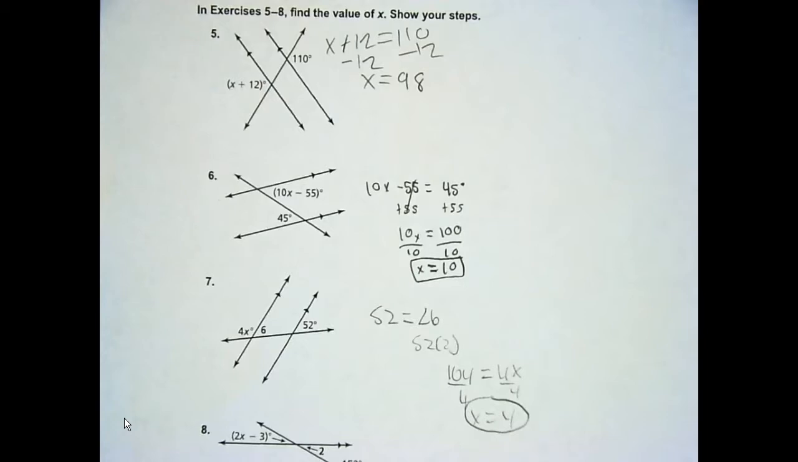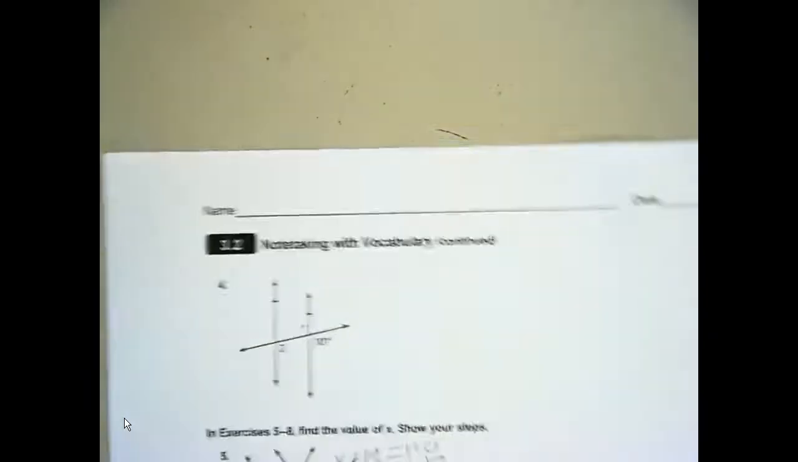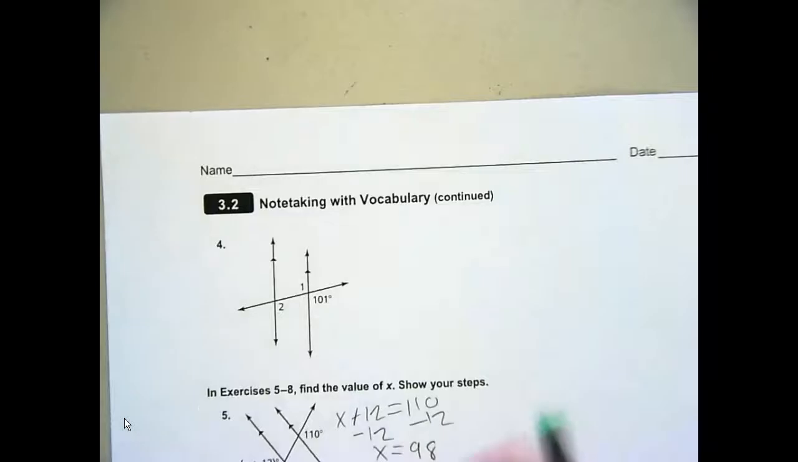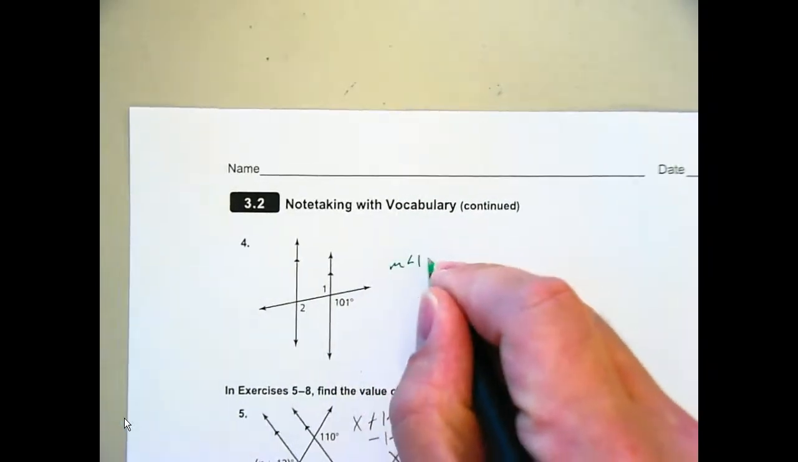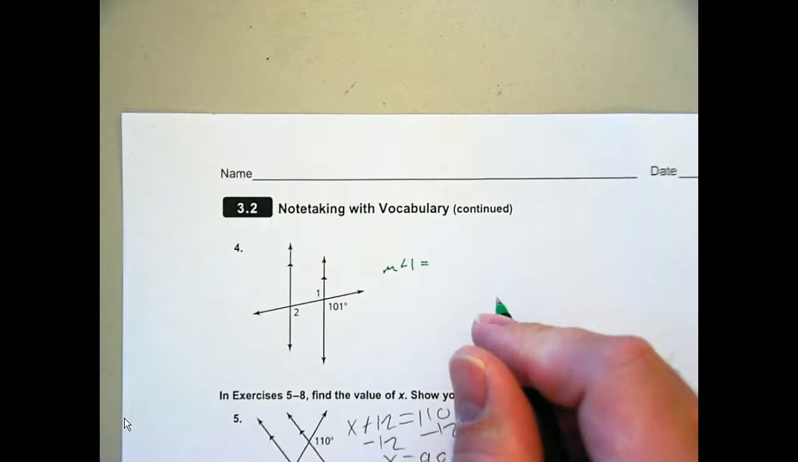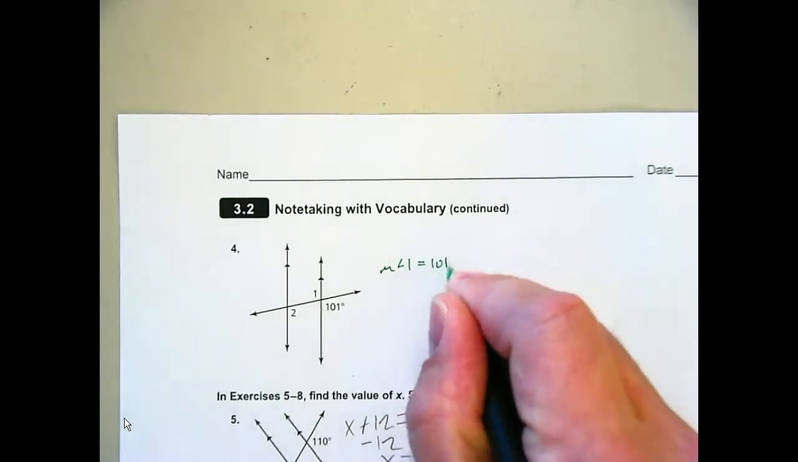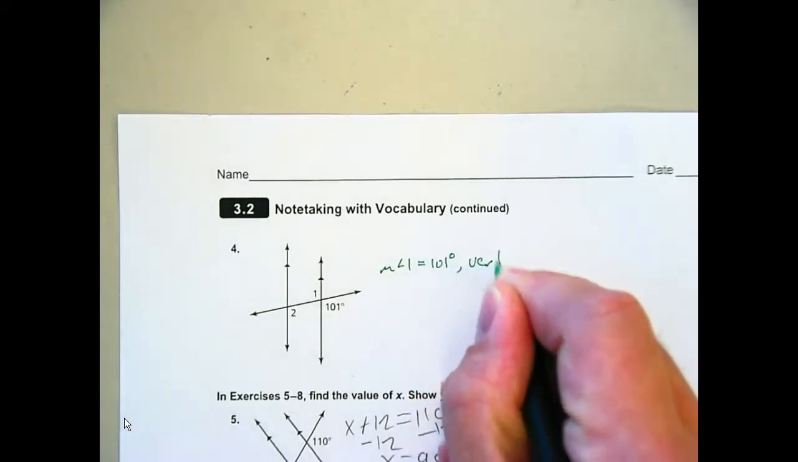Okay, well, looks like we got most of them. Some of you are more afraid of the first and the last one. Okay, first one. I know it's scary. What do we get for the first one? What's angle 1? Vertical? Okay, so what's that mean? 101 by vertical angles. Very good.